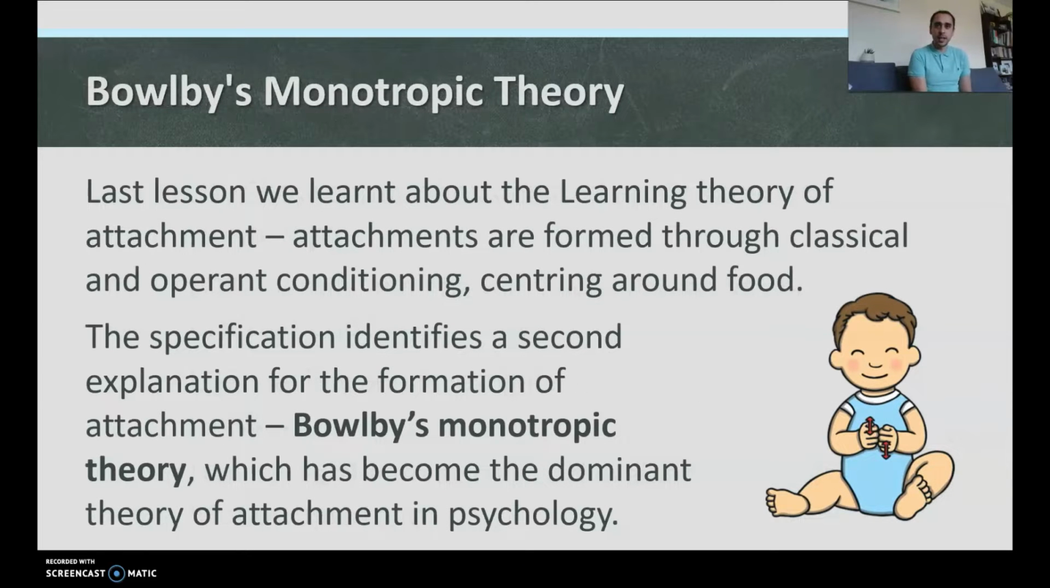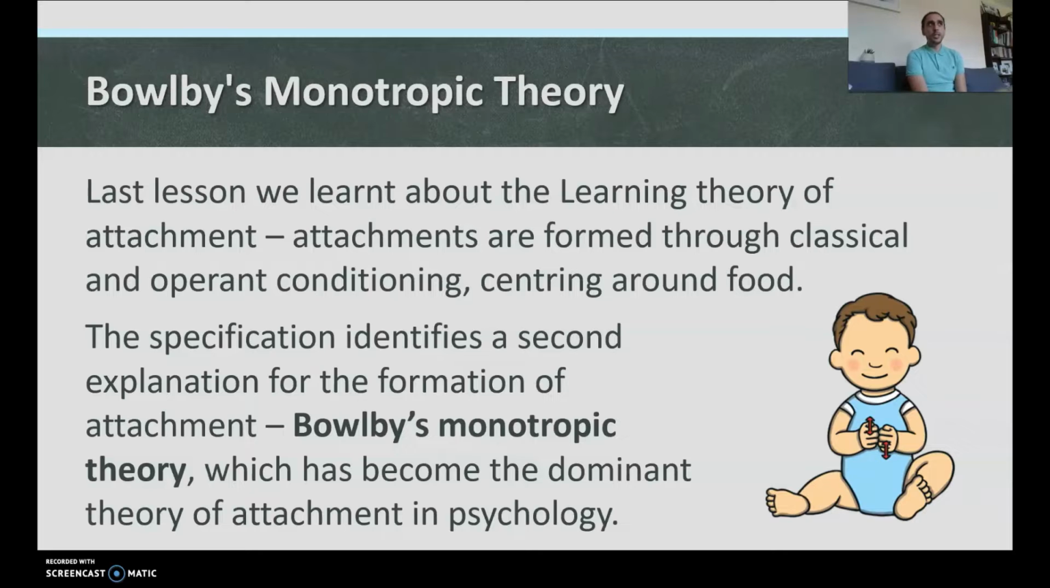Last lesson, lesson 6, we learned about the learning theory of attachment. Attachments are formed through classical and operant conditioning centering around food. Food was the main determining factor that created an attachment. The specification, AQA, identifies a second explanation for the formation of attachment, Bowlby's monotropic theory, which has become the dominant theory of attachment in psychology.